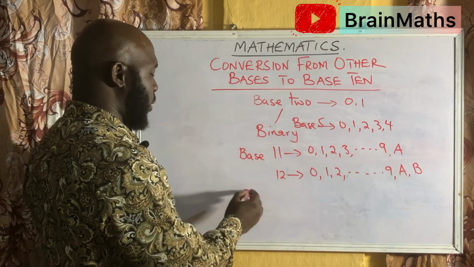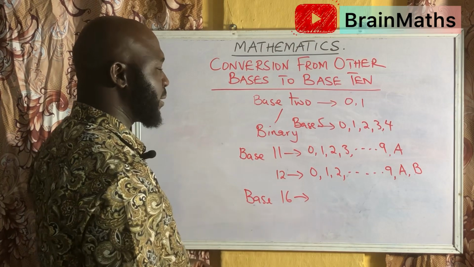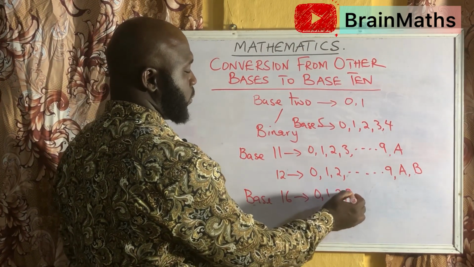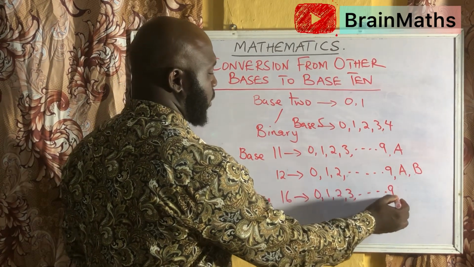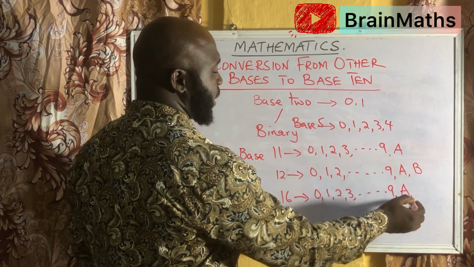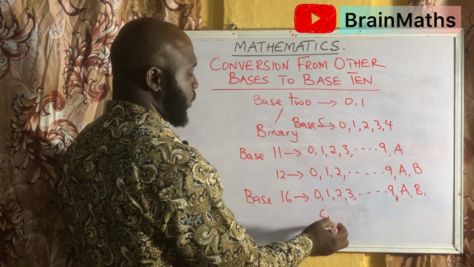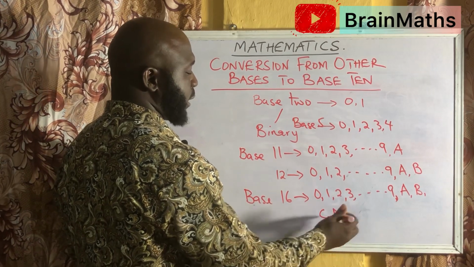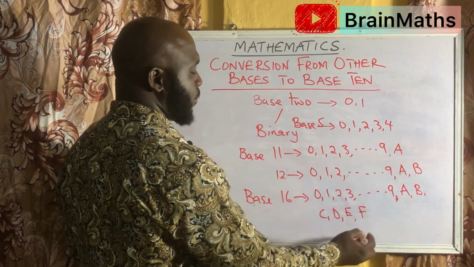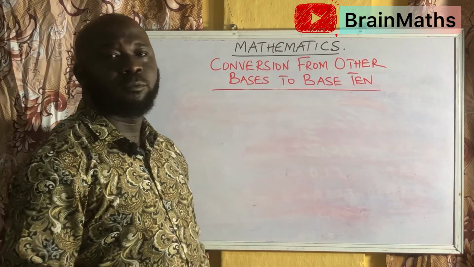Also, assuming we are working in base 16, which is regarded as hexadecimal base, we will have numbers from 0, 1, 2, 3, up to 9, then A, which represents 10, B, 11, C for 12, D for 13, E for 14, F for 15. Don't forget that we cannot write 16.